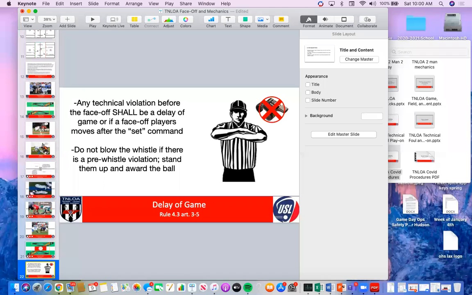And the last thing I'll cover within this face-off mechanic is this, and then I'll get to that chat question. If we have a pre-whistle face-off violation, the kid moved, he jumped, he moves after the set command, he's rolling forward, don't blow the whistle. Stand him back up. Point the direction of play.